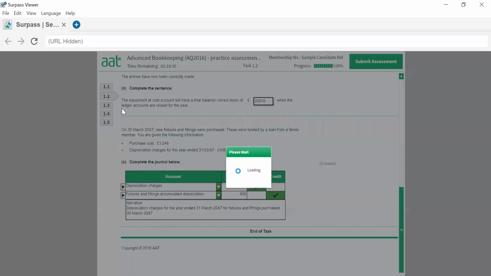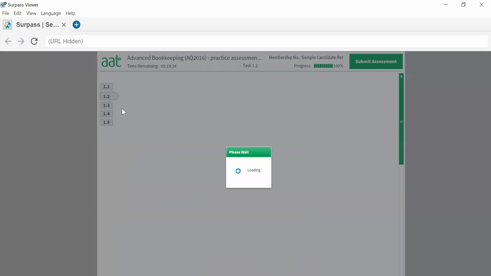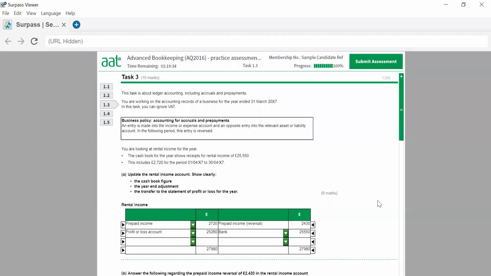Next one is to do with accruals and prepayments. And it said the task is about ledger accounting, including accruals and prepayments. Again, I've got loads of T accounts written down for this, but unfortunately I can't show you them, as I would do in class. But anyway, you work in the accounting records for the year ending 31st of March 2007, and in this task you can ignore VAT.